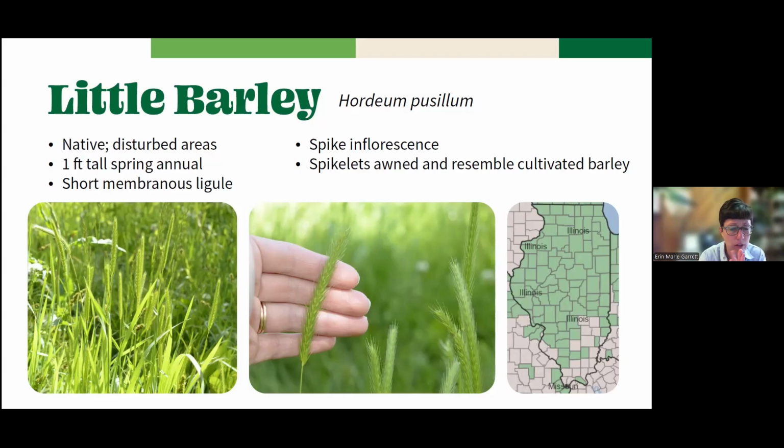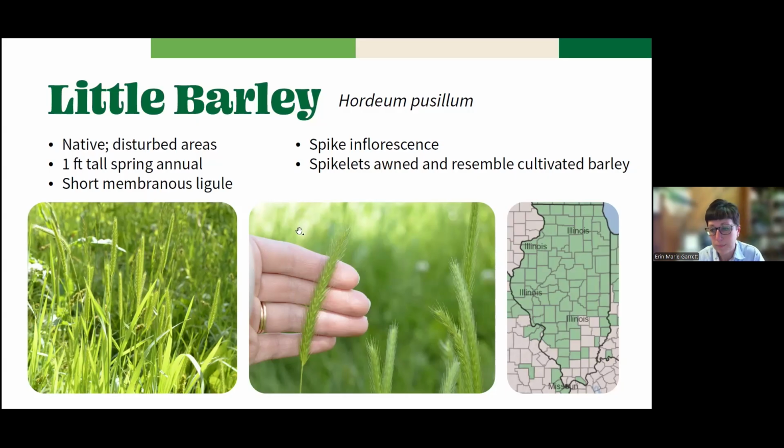But we would look for the lack of auricles, those little arms, in the little barley. It's not going to have them, whereas that Virginia wild rye would. Virginia wild rye is going to have that twisted leaf tendency, whereas little barley isn't. So just a couple hints to tell those two apart. And then height and timing is going to be a little bit spaced out, right? This is a spring annual. Virginia wild rye is a cool season grass. They'll be up around the same time, but this one might be flowering a little earlier.